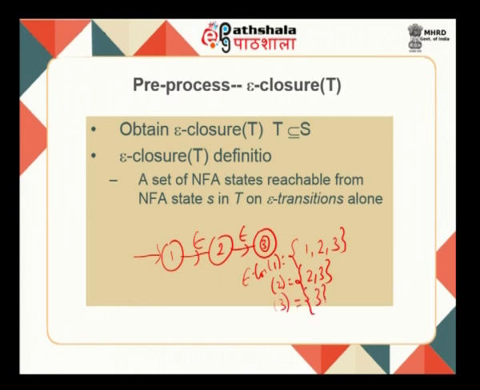It is only 3, because though there is no epsilon transition from 3, it includes 3. Okay, it is the set of states including itself that is reachable from a particular state on epsilon transition only. So, that is the pre-processing which is basically required to do the subset construction algorithm.